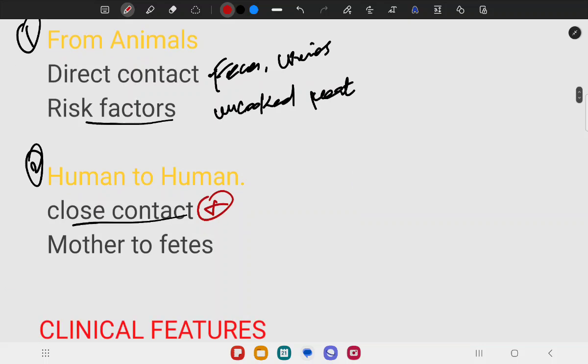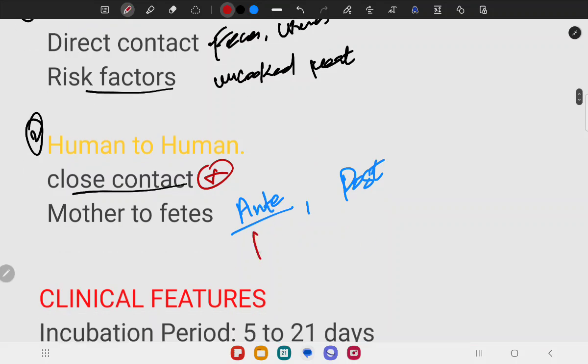Then from mother to fetus, there are two ways: one during the antepartum period and the other during the postpartum period. In the antepartum, it can spread through the placenta. Then in the postpartum period, there will be transmission of infection through close contact between the mother and the baby.